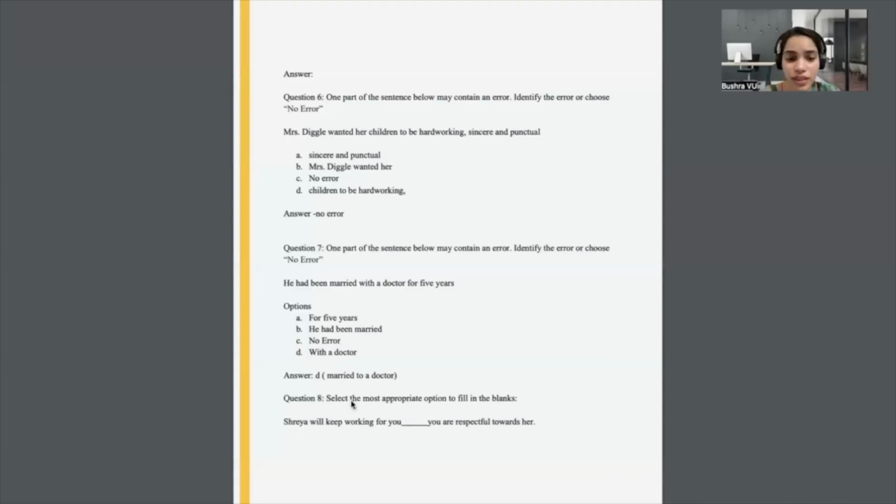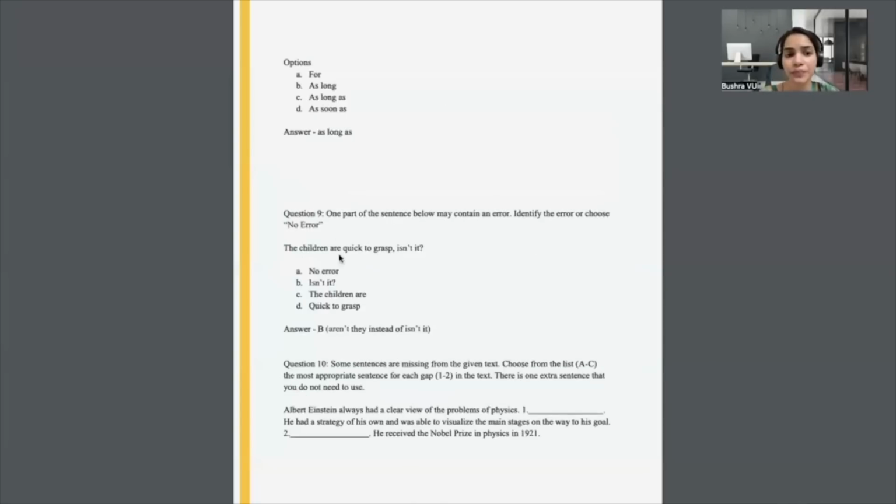Okay. So let's look at the eighth question. Select the most appropriate option to fill in the blanks. Shreya will keep working for you, dash, you are respectful towards her. So the option is C. As long as is something that we use in a sentence that signifies a condition. I am going to be nice to you as long as you get my work done. You know, it comes with a condition. And in statements like these, we use the as long as phrase.